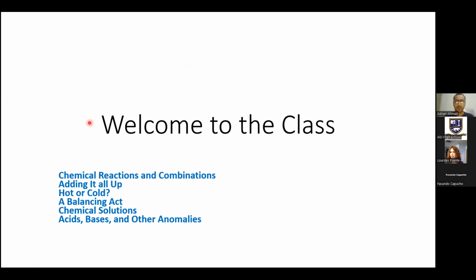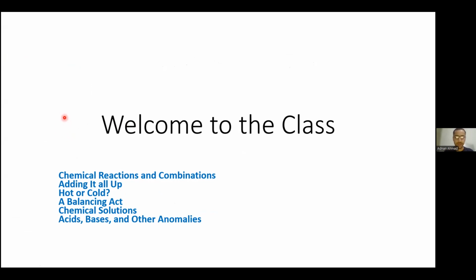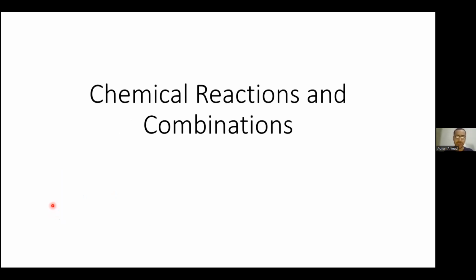Okay, welcome to today's class. We will try to cover six topics today in chemistry. The first one is chemical reactions and combinations. The second one is adding it all up. The third one is hot or cold. The next one is a balancing act. And another one is chemical solutions. And after chemical solutions, we will talk about acids, bases, and other anomalies. So let's start from chemical reactions and combinations.